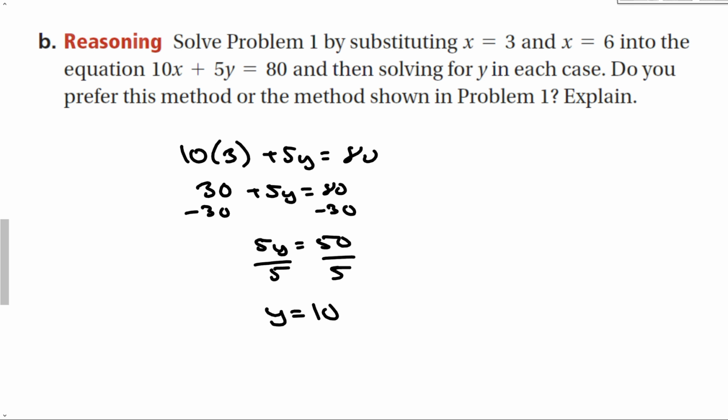Okay? That's fine if you're only going to solve this problem once. All right? But since we're going to do this more than once, it is helpful to get the y, or to isolate the variable that you are looking for first. Okay? It makes solving the problem slightly easier.